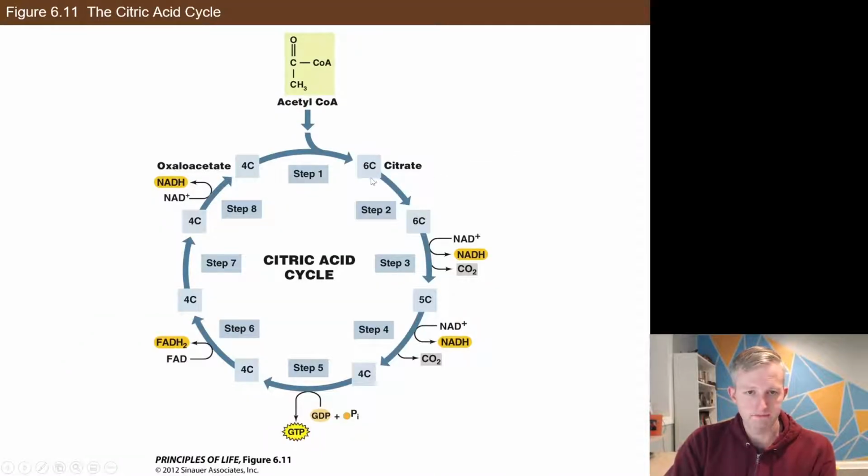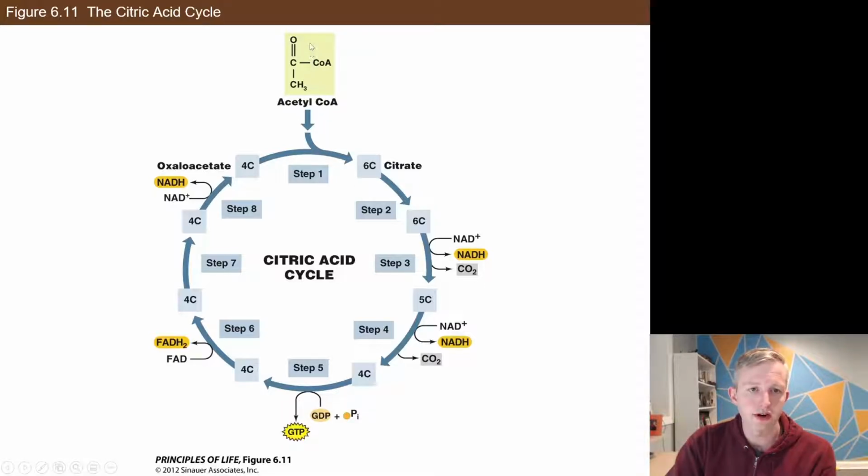We have this 4-carbon molecule that's scooping up those 2 carbon molecules, becoming a 6-carbon molecule, and then stuff starts happening. We start breaking these things down, and in that process we produce NADH, we produce CO2, and then we also produce another NADH over here and an FADH2, which is another energy carrier, electron carrier, that will be used in the electron transport chain.